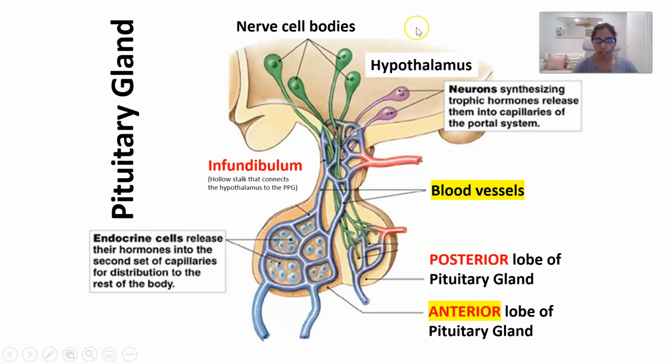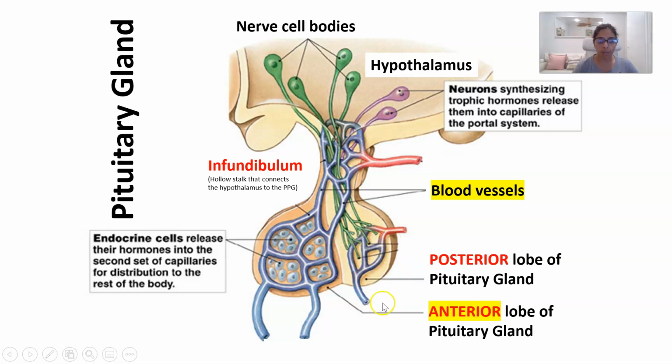If we cut through the middle here and expose what's inside, we can clearly see that there's a big difference between the anterior and the posterior pituitary gland. You can actually see that if we trace it back to the hypothalamus, there's lots of nerve cell bodies in here, and these projections of the nerve cell bodies tend to go to the posterior of the pituitary gland. So straight away, that's something that you need to notice.